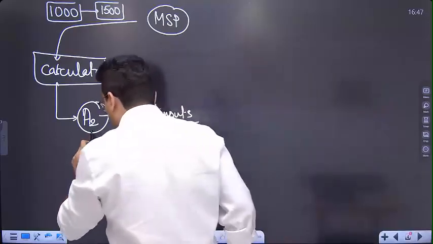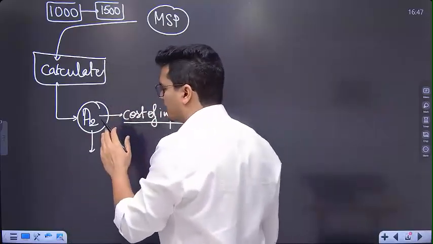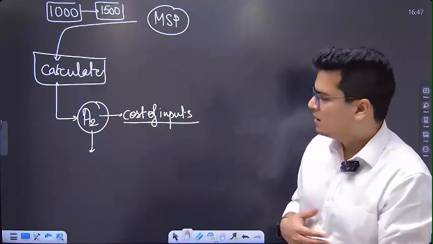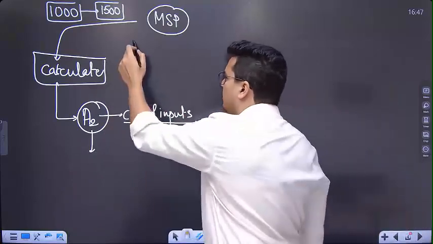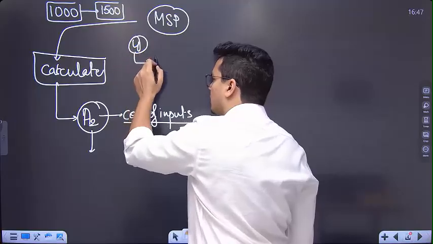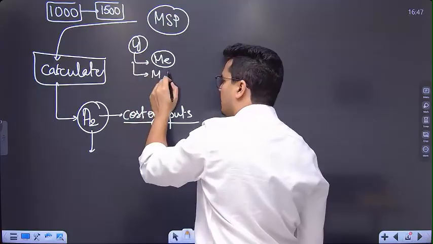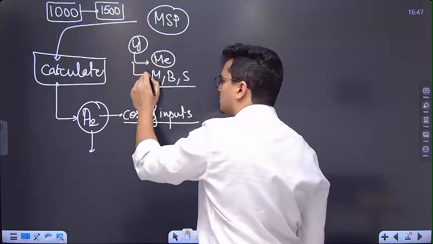Then they say, the second formula says that no, in my field, there are 4 people working. One is me, myself. Second is my mother, my brother, and my sister.